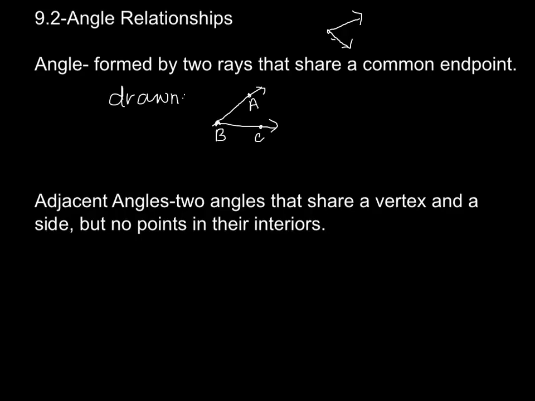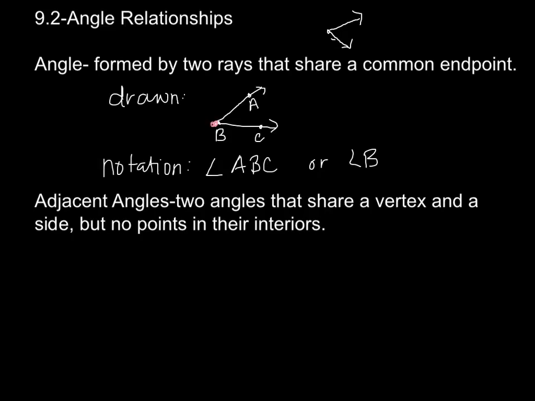Okay, so now our notation would be angle ABC. Remember, when we use points, we use all capital letters. Or we could also call it by our vertex right here, and we could call it angle B. Okay, so those are our two options.